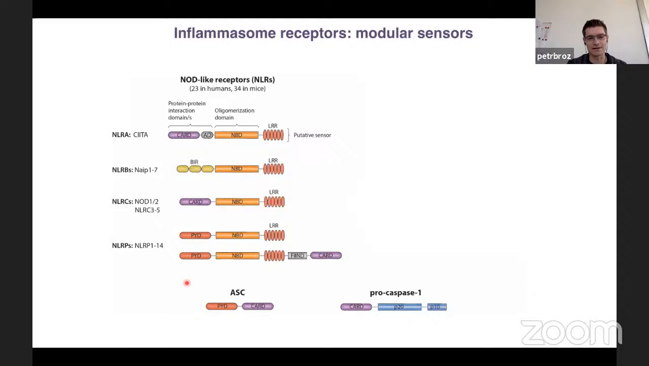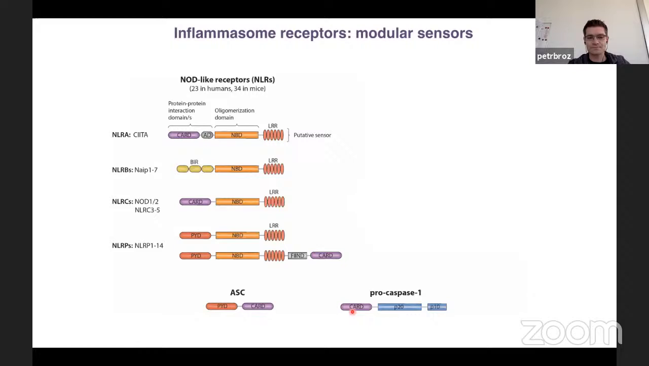These are all death fold domains that interact with each other. So a pyrin domain can interact with another pyrin domain, and the CARD can interact with the CARD. Through these homotypic interactions, you can build a complex. So the NLR can recruit, for example, ASC, and through the CARD domain of ASC, it can recruit caspase 1 into the complex, and then the caspase gets dimerized and it will activate.